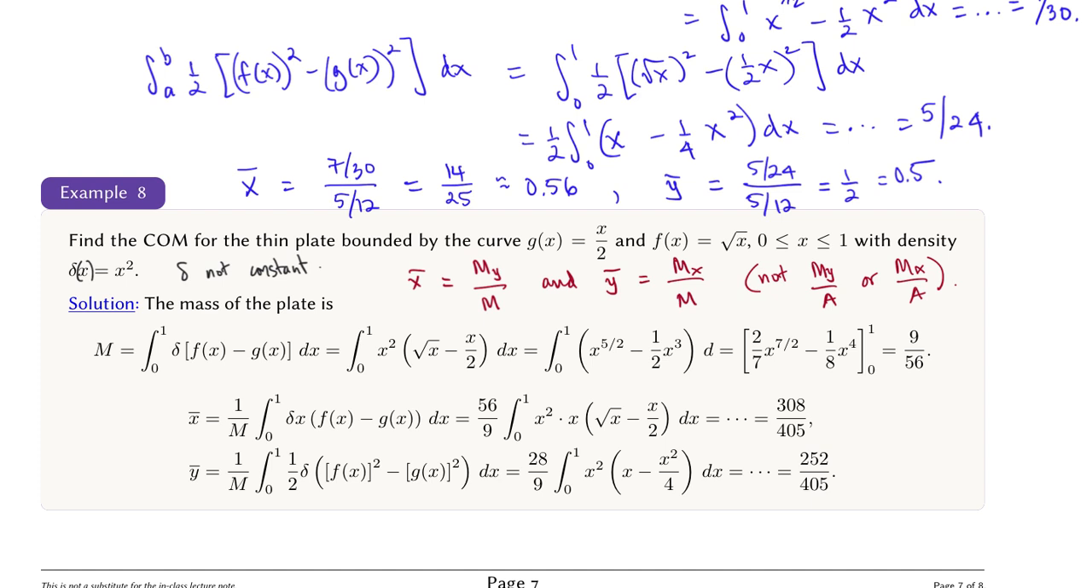So when we evaluate the integral to find the total mass, we would have to replace density delta with x squared. X bar is My over the mass, so we would need to have delta being x squared in the integrand.